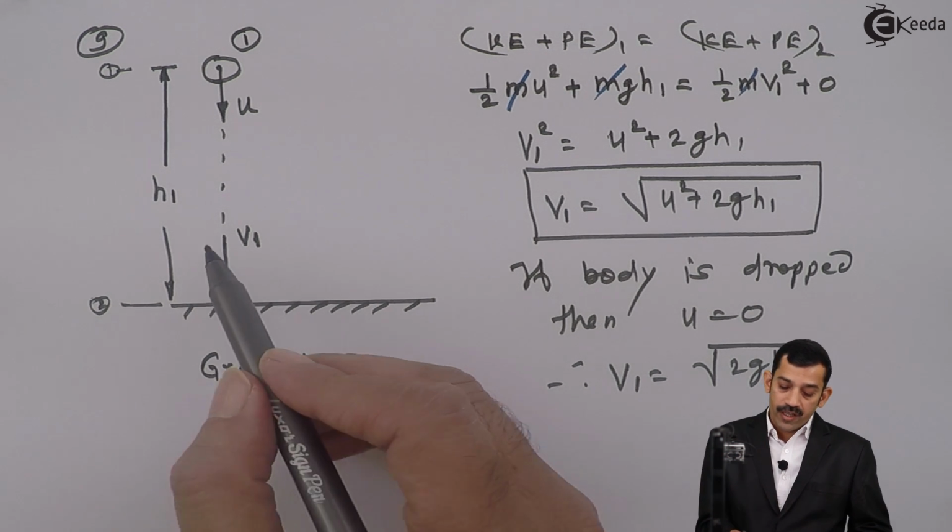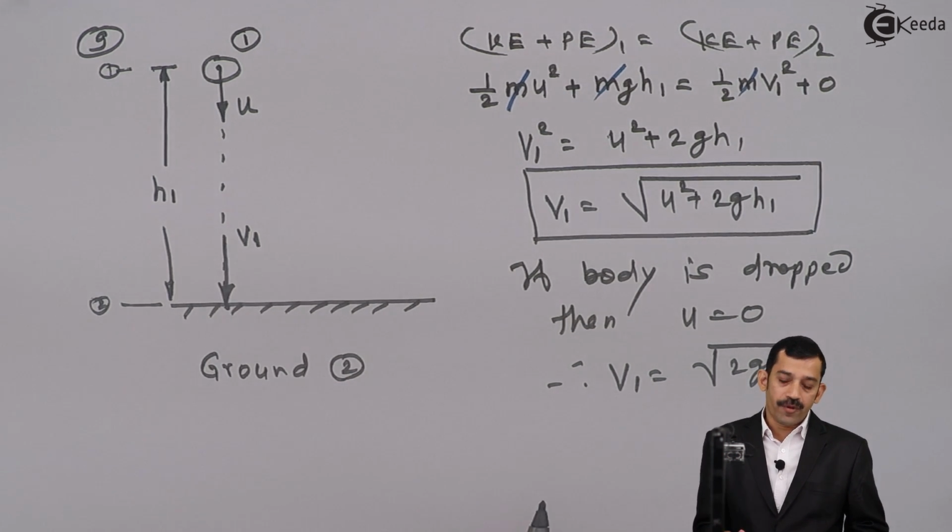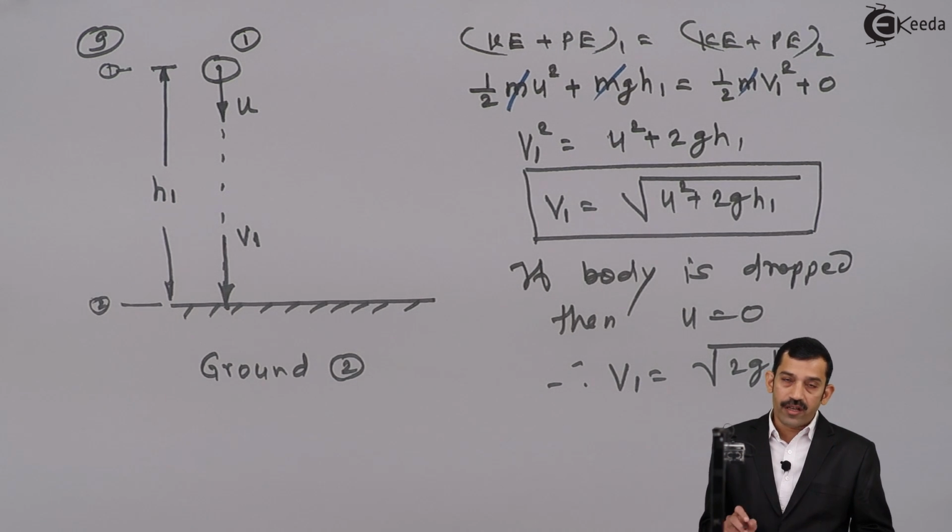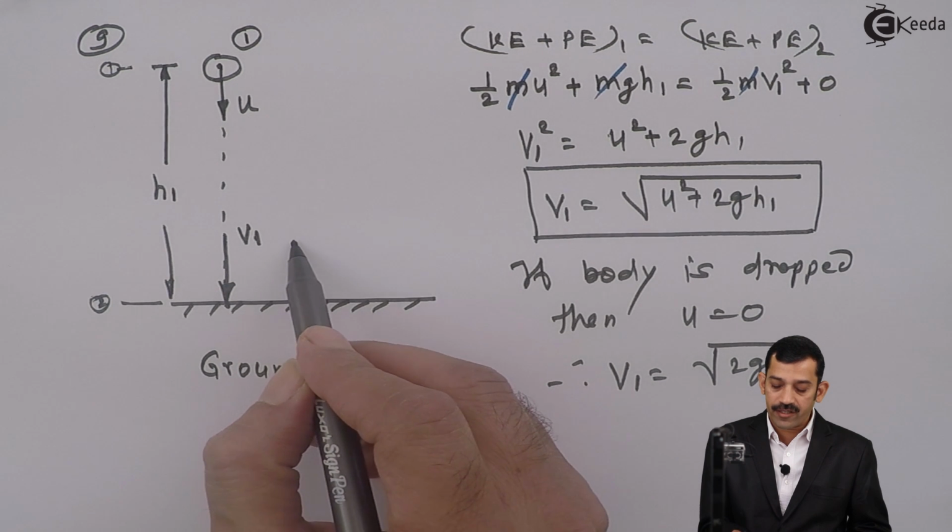Now body 1 strikes the ground, what happens? This body will rebound with some velocity and the ground remains as it is. That means, if I say this is what?